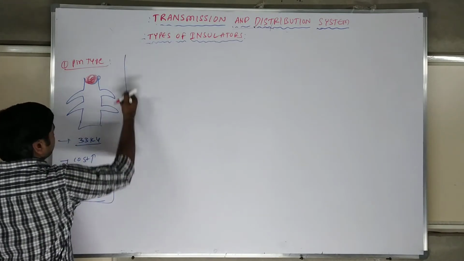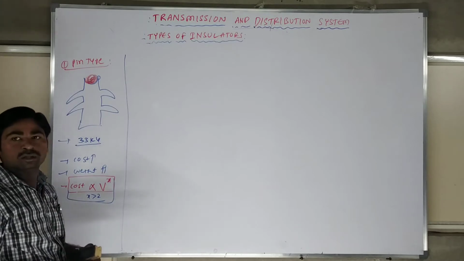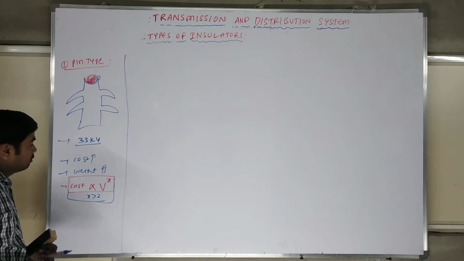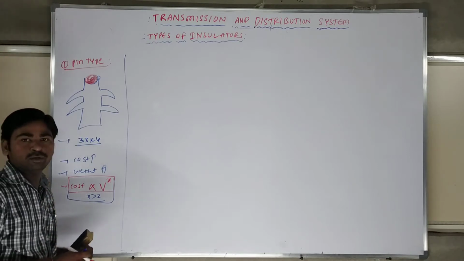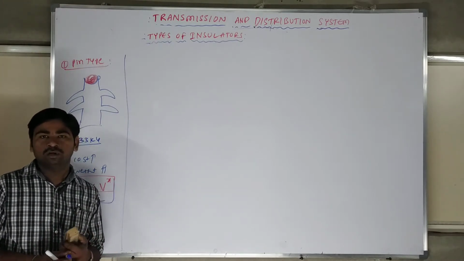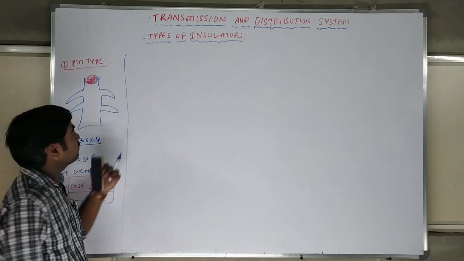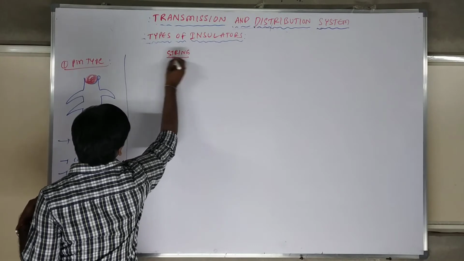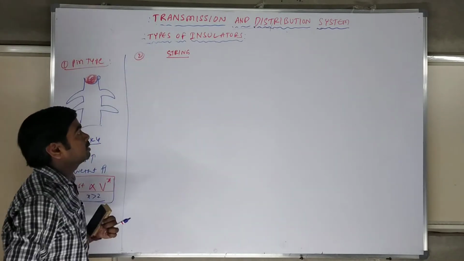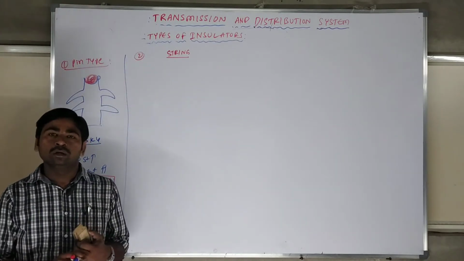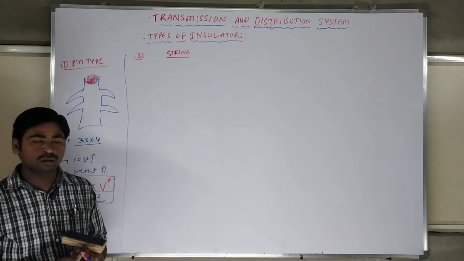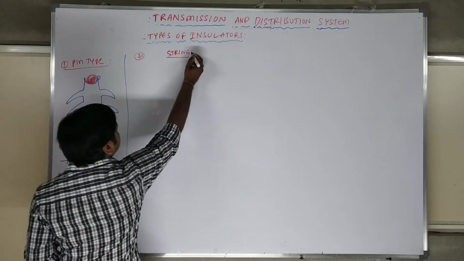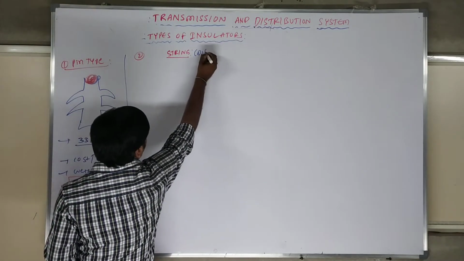Now we go for the second classification. The pin type insulators are limited up to 33 kV. If more than 33 kV, what is the solution? That is given by the string insulator, the second type of insulator. Why do we call it a string insulator? The insulator looks like strings. So this string insulator can also be called a disc type insulator.